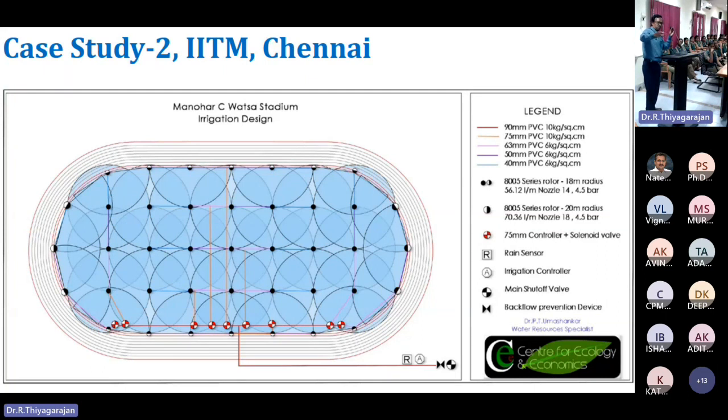Then you have irrigation control, the shut-off valve. The shut-off valve is very important. In many places you have these surge valves, shut-off valves, or black hole valves, or NRV. Have you heard about these terms used frequently?